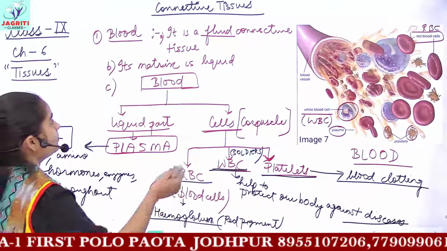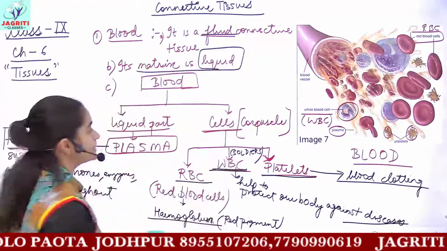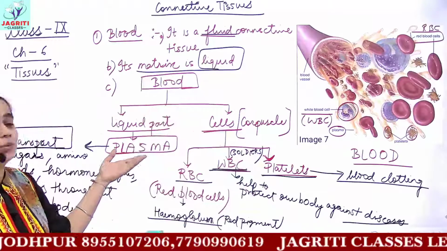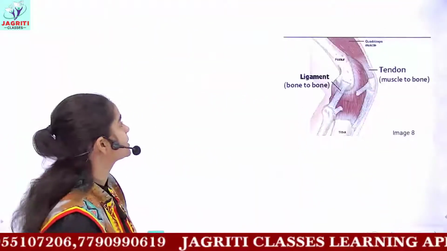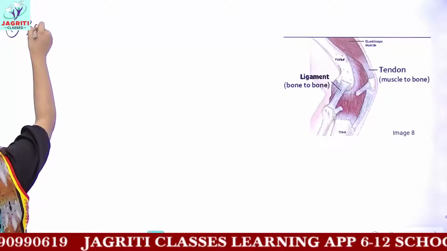So this was an account of blood. Okay, you have to remember that it is a fluid connective tissue and the type of matrix found in blood is liquid. Then I told you the different types of cells and the liquid part of blood. Now moving to the next. Our next connective tissue is bone.